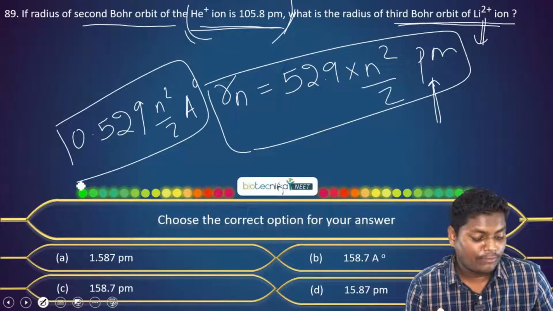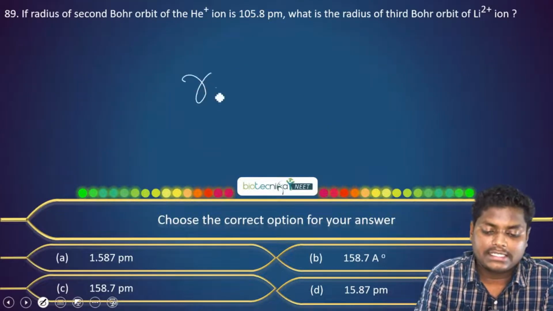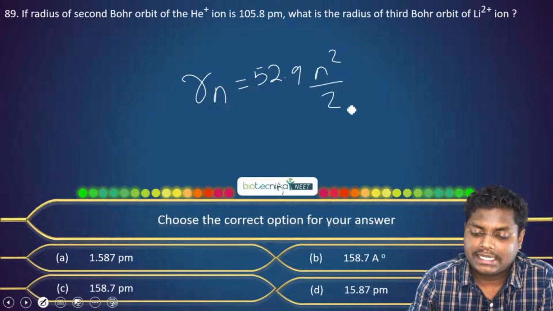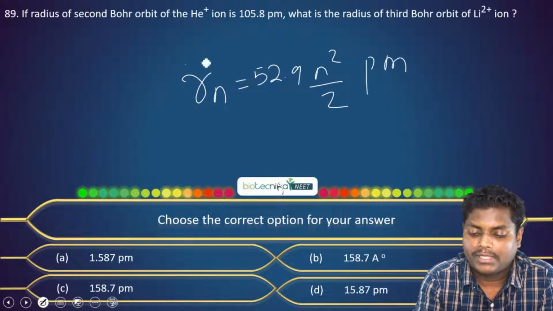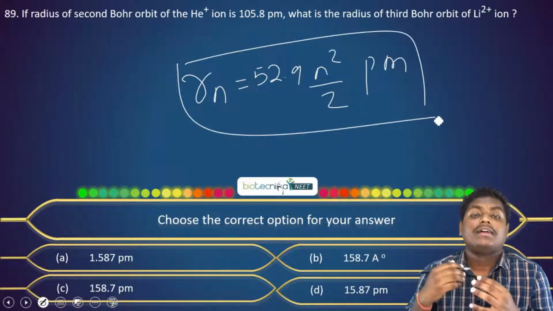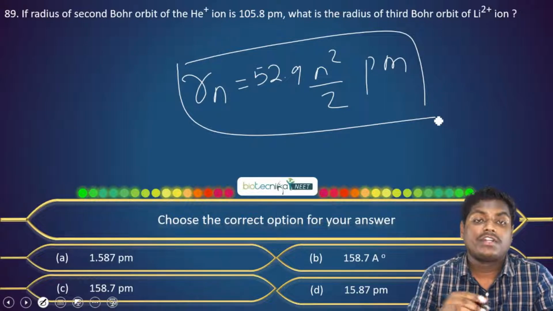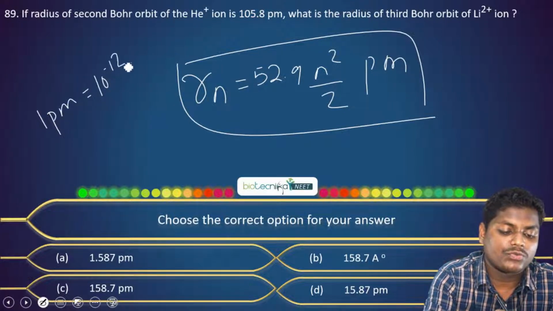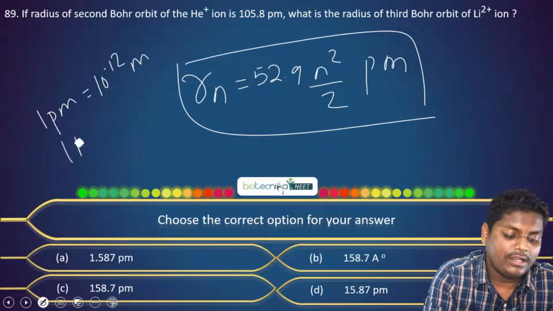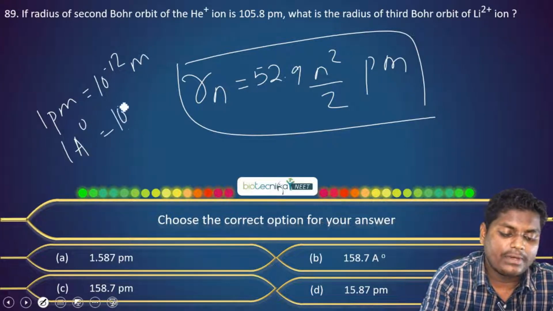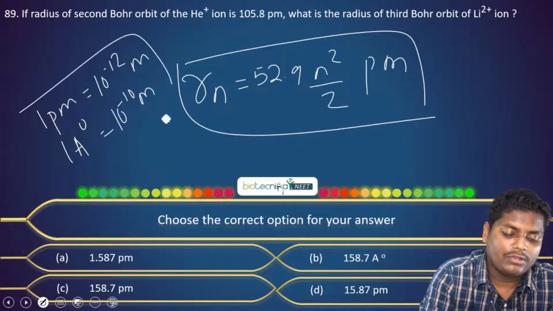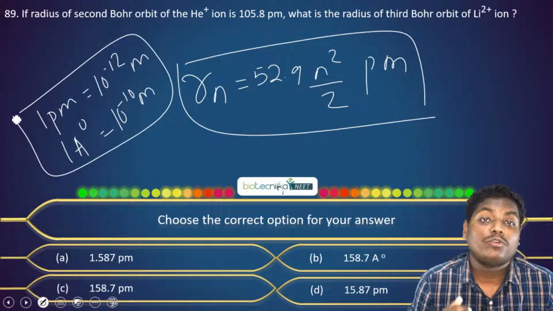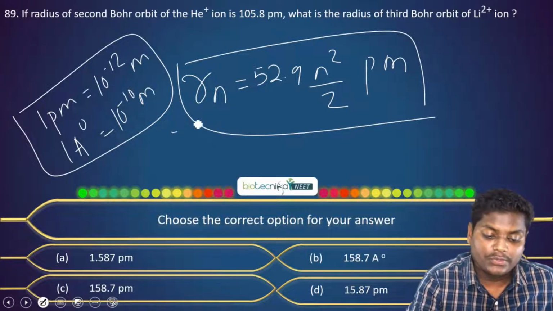So the formula that we'll be using here is 52.9 n square upon z picometer. Now, what is a picometer? Just to give you information, 1 picometer is equal to 10 to the power minus 12 meter, and 1 Armstrong is 10 to the power minus 10 meter. These are two important facts that will help you in solving many more questions in the coming exams. So we need to use this equation.